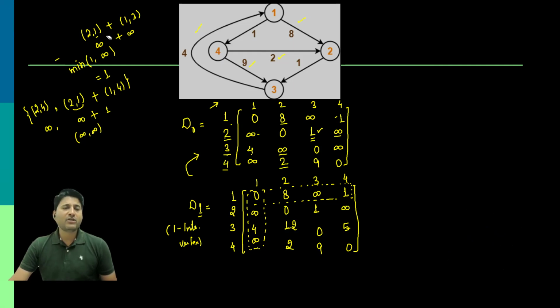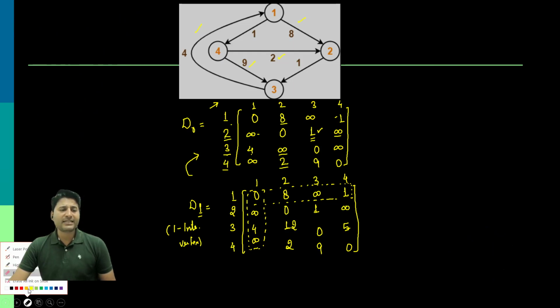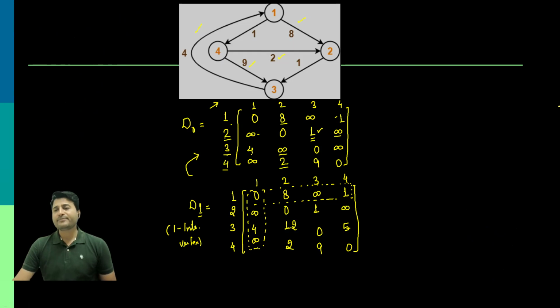Our task is what? To include the vertex number 2 as an intermediate vertex in every pair. That means every path must include the vertex number 2. And now our reference matrix will be what? The distance matrix D1. Okay, so let us write over here now D2, the matrix D2.